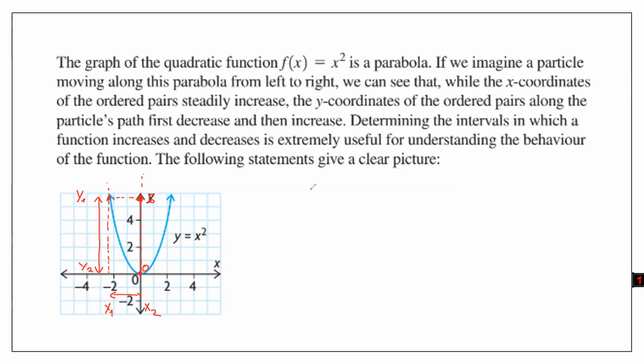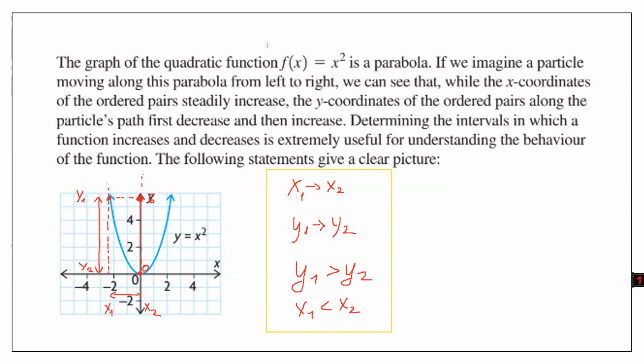So I can state that as x1 travels to x2, my y1 travels to y2. Along this path, I see that the y coordinate is constantly decreasing, right? So y1 is greater than y2 when x1 is less than x2. Do you see this dependence in this graph? Yes. Let me frame it. This would be our left side.